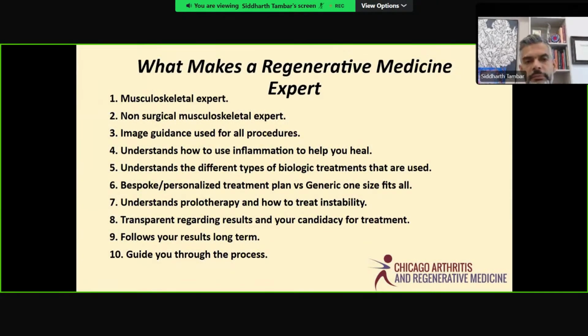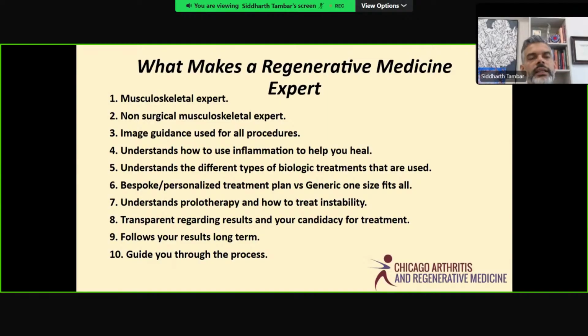So what makes a regen med expert? I think they need to be a musculoskeletal expert, meaning they shouldn't be dabbling in it. They shouldn't be doing 5 other things. They should be focused on that. They should be a non-surgical expert. Our surgical colleagues are very well trained in surgery. They don't have the fully right training on the non-surgical side for these kind of treatments. They need to be an expert in image guidance. I think that's where a lot of our orthopedic surgery colleagues are lacking.